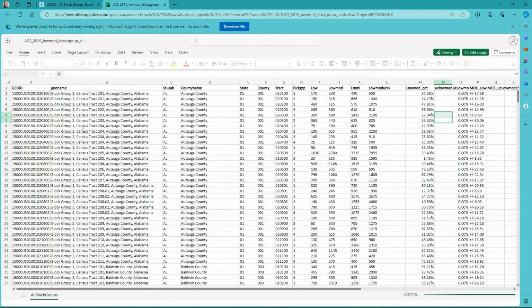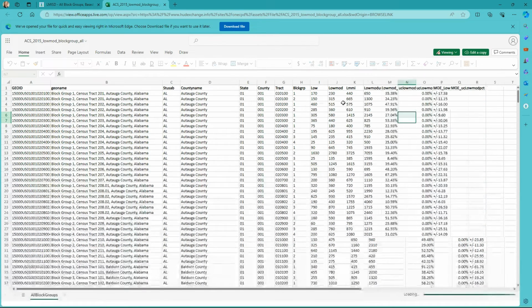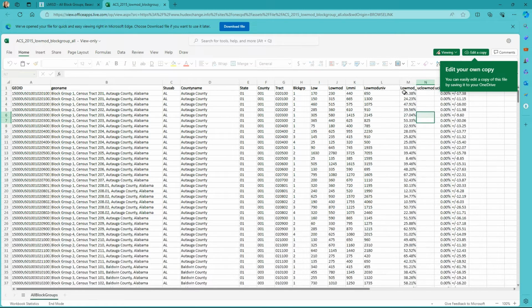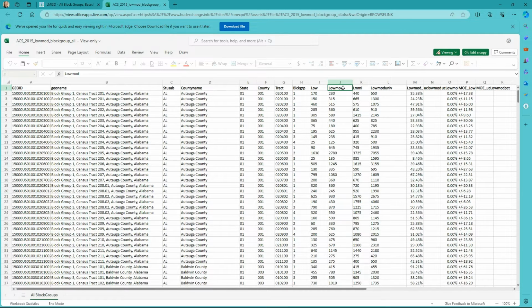This will take you to a spreadsheet. The pieces of information that we're looking for are low mod universe, which is the total population, and we are looking for low mod, which is the total LMI population. The percentage of LMI population is calculated for us, shown as low mod percent.